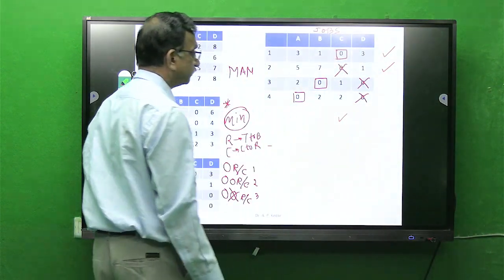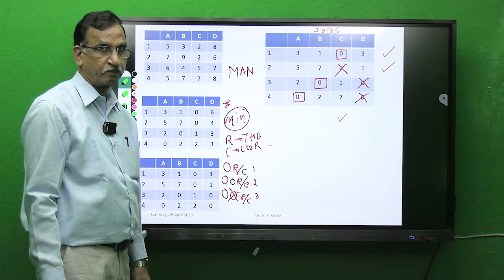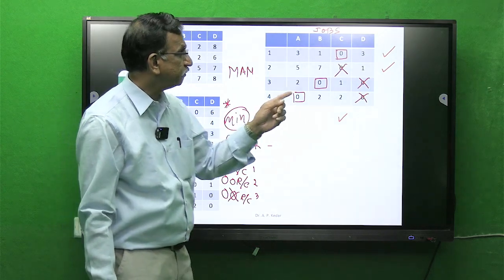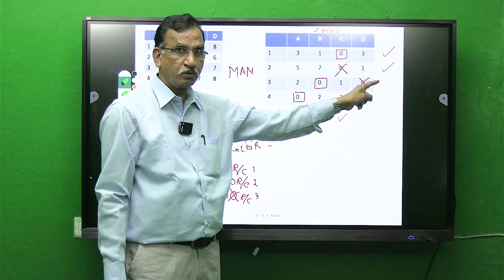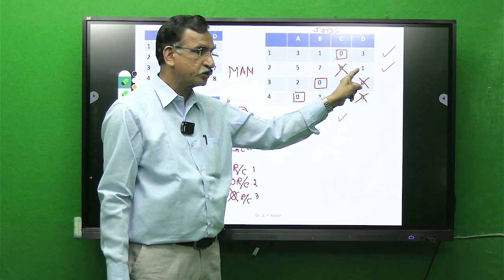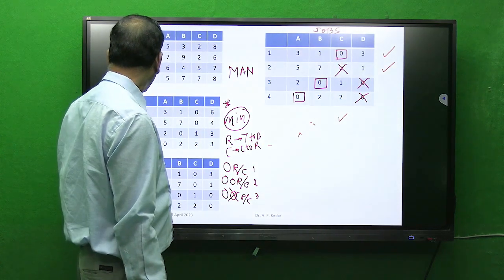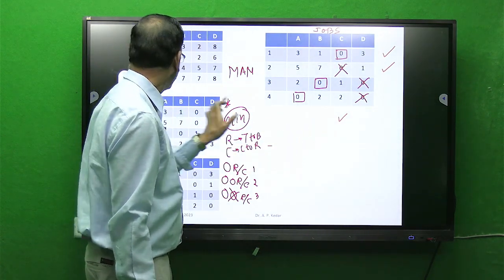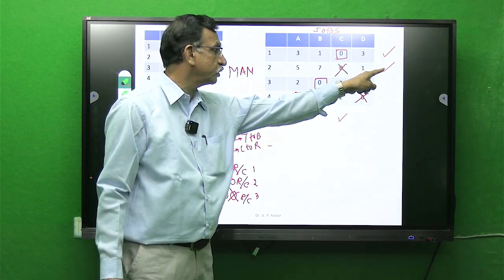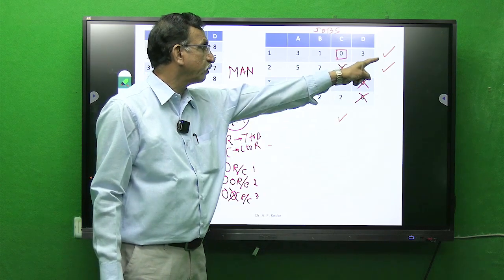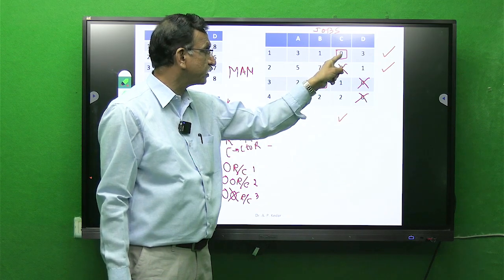Very important. Again I will repeat. First step, what I did, I tick marked this row because there was no assignment. Then I tick marked this particular column, because of this 0 in this marked row. And then I tick marked this row because this tick marked column is having assignment in this row.